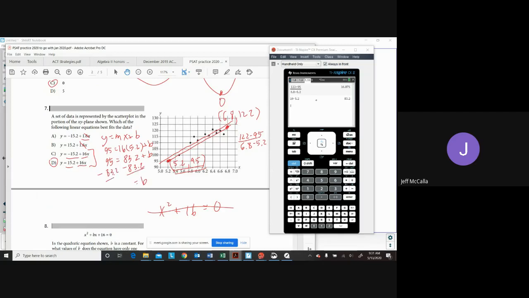If I subtract that from both sides, I get b equals 95 minus that number, 11.8. I didn't get exactly the right answer, but I got a positive answer, and that's close enough to that one, so I would probably guess D at that point.